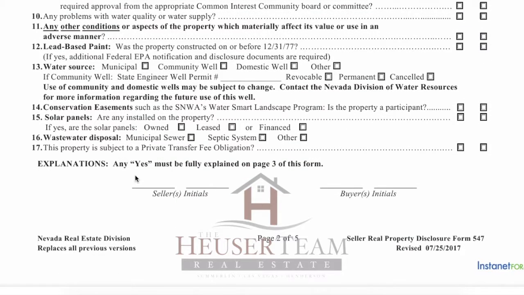And this one here always confuses everybody. This property is subject to a private transfer fee obligation. What that means is there are certain properties here in the city, and it's not very common, where every time that property is sold, a certain percentage of the sales price goes back to the original developer on the property. Okay, this one here, actually I should bring up too, conservation easement.